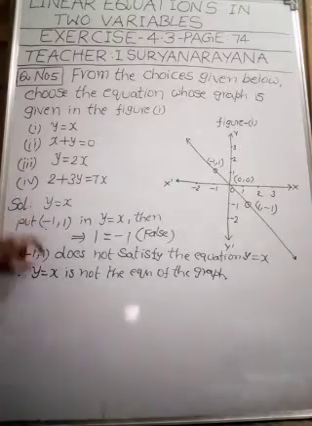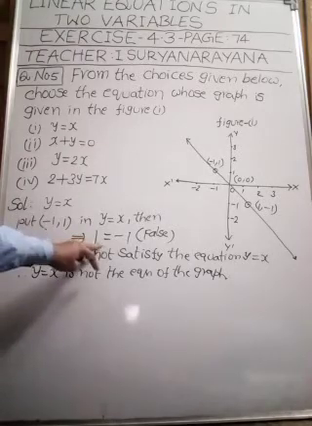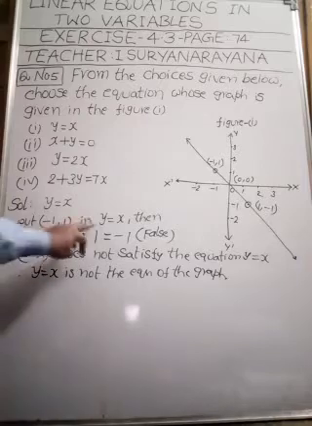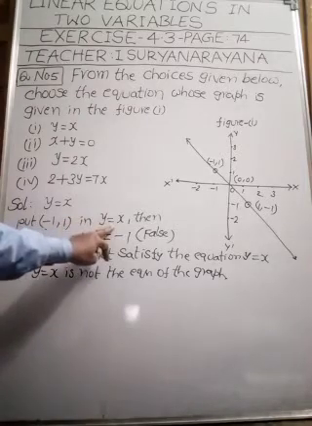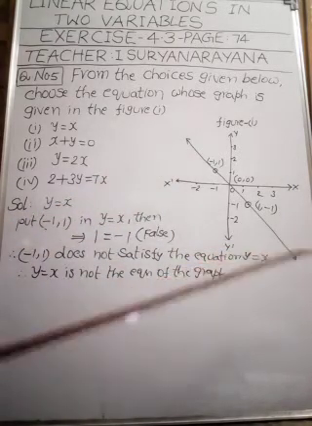We verified here whether this equation is the equation of the graph or not. Here it is not satisfying the equation. This point is not satisfying this equation. That is why we say that this is not the equation of this graph. Understood this point, my children?